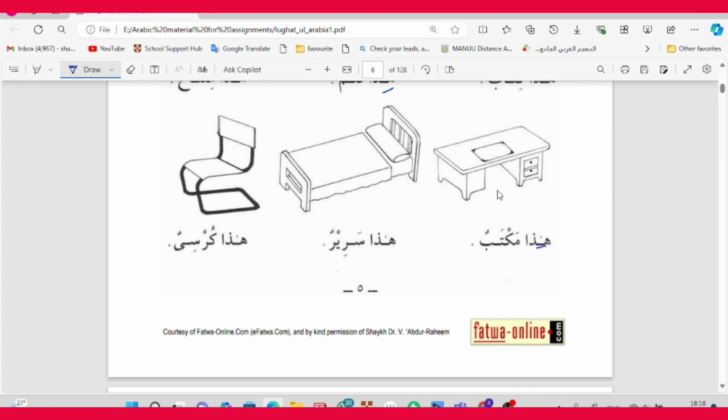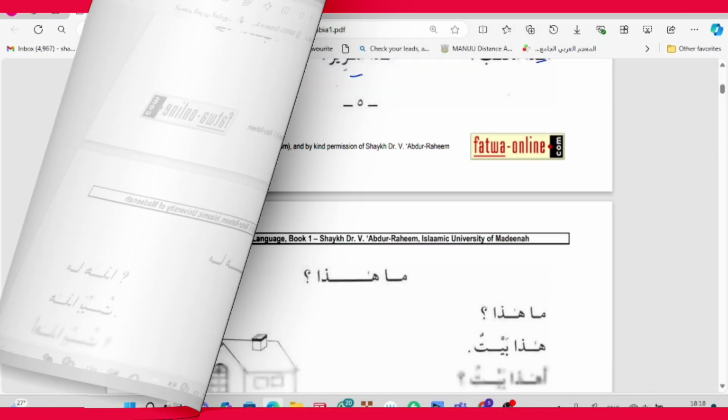Haza maktab, this is a table. Haza sarir, this is a sarir, meaning bed. Haza kursi, this is a chair. So this was all about haza.